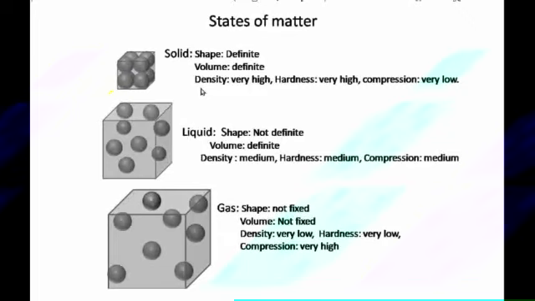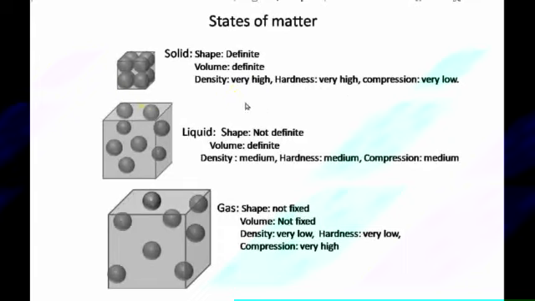Now see the density. Density is very high. Density means matter per unit volume, matter in a fixed amount of space. So here the matter is 8 molecules, 8 molecules in 1 meter cube. In such a small space, 1 meter cube volume, 8 molecules are there. Many molecules are there in such a small volume. So its density is very high.